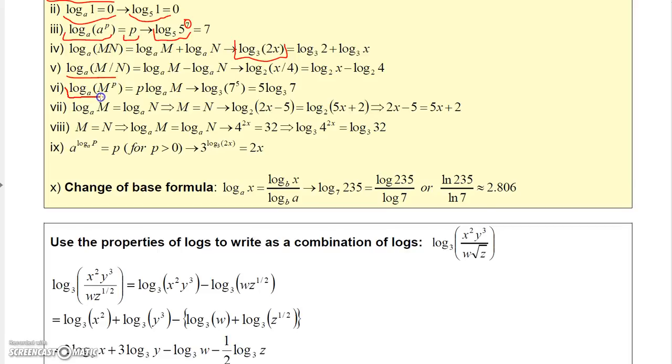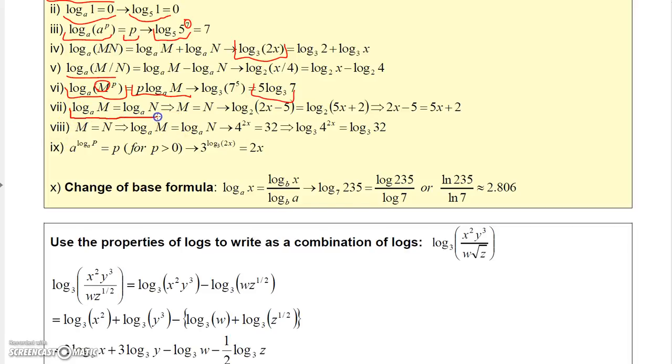And then if I have the log of m to the p base a, now notice this time this is not the same base as I have down here. Well, I can't eliminate it, but I can write this as p times the log of m base a. So if I have log of 7 to the 5th base 3, well, the 3 and the 7 don't match, so I can't just eliminate the log, but what I can do is say that's 5 times the log of 7 base 3.